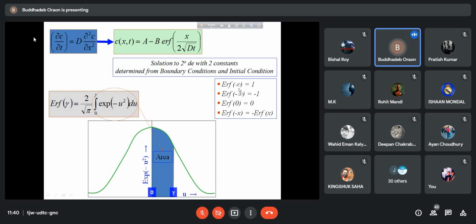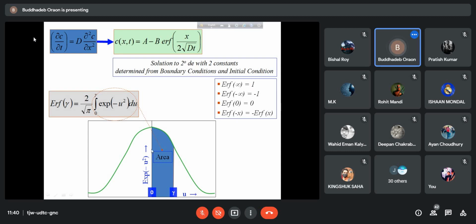The value of the error function for the variable infinity is 1. If it is minus infinity, then it is minus 1, and if it is 0, then it is 0. And the error function of minus x equals minus the error function of x. So these are the four basic properties of the error function. If you want to know details about the error function, you can consult any book, such as Grewal's Higher Engineering Mathematics, where the error function concept and properties are explained.